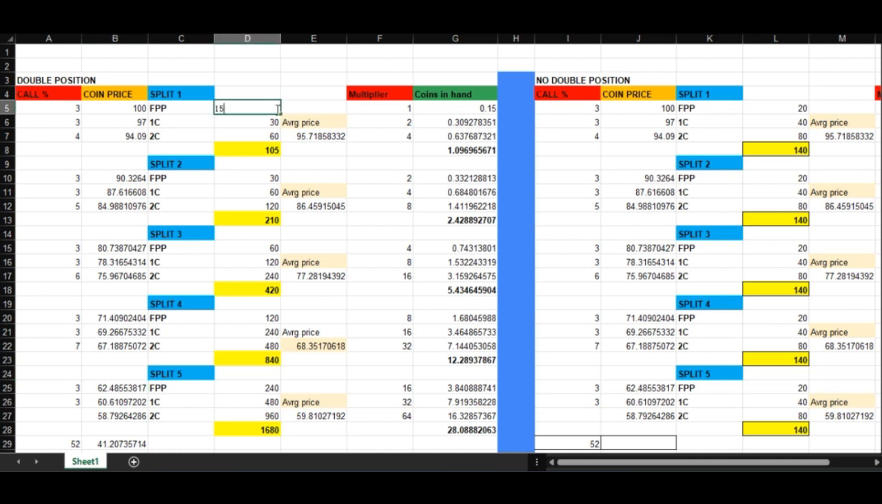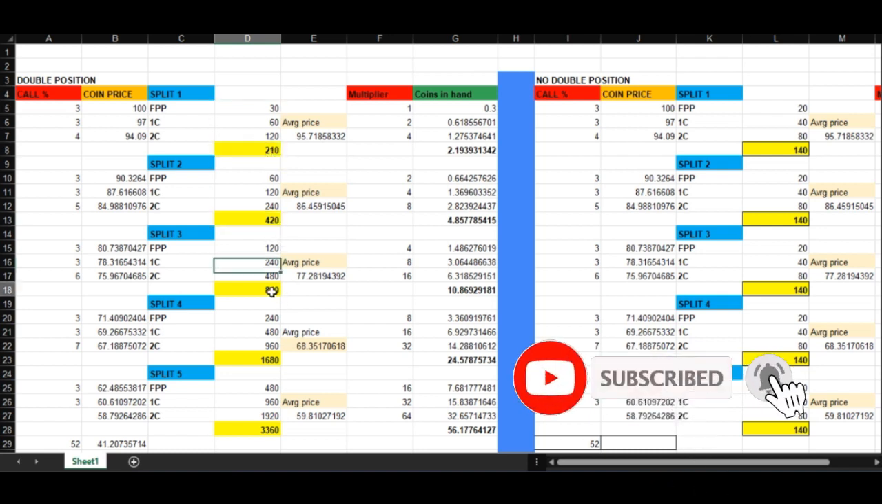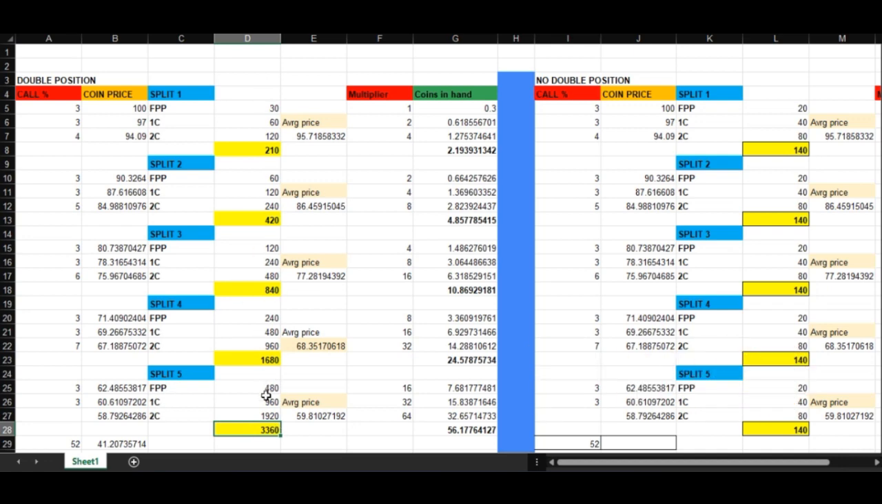Now, if I change this first purchase price here from 15 to, let's say we want to make our first purchase price 30 USDT, if I go ahead and change that, it means that it has to be 30. That is what I wanted to put there. So if I put that, it means that for the first play with the double position on, you need 210, you need 420, and then up to the fifth split, this is what you need to be able to cover to the fifth split. If you want to cover only to the fourth split, this is what you need. If it is only the third split, this is what you need, using your first purchase price as 30 USDT.